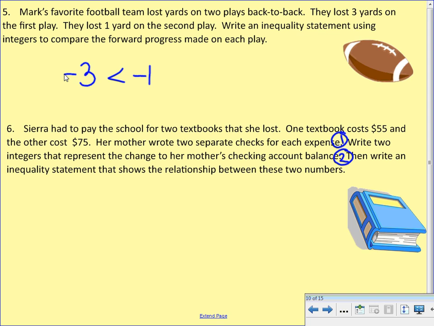So when she's writing that check for $55, is that money coming out of her account or going into her account? So how would I represent that $55 check for the textbook as an integer? Right, so here's the first part of my answer as -55. And how would I represent that $75 check as an integer?